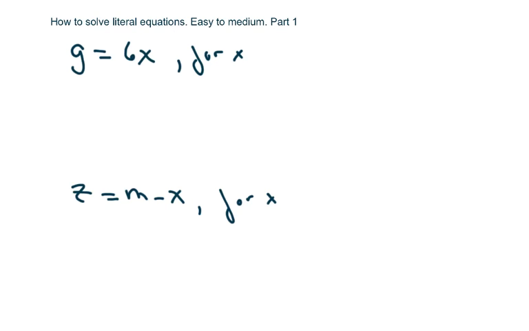Hi everyone, we're going to solve literal equations. This is part 1, easy to medium. So basically, if you already know how to solve for x, it's basically the same thing.